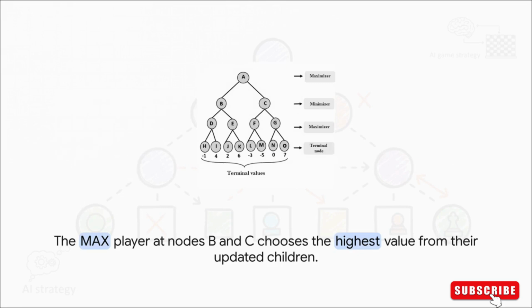Now let's move up one level to nodes B and C. These are max nodes. So node B looks down at its children D and E, which now have the values we just figured out, -1 and 2. Since B is the maximizer, it's going to choose the highest value, which is 2. And over on the other side, node C looks at its children, F and G, with values -5 and 0. So C chooses the maximum, which is 0.